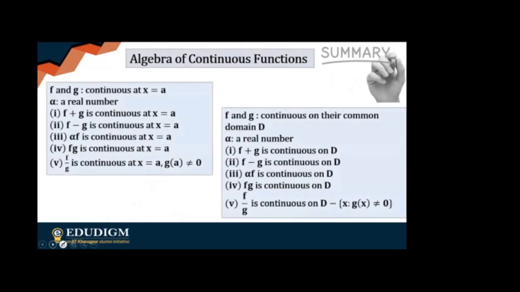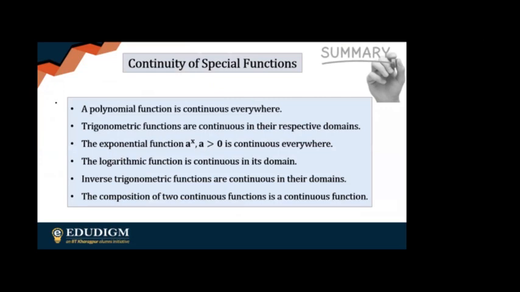Algebra of continuous functions. First of all, we have taken this for points and then extended it for domains. Very simple. The sum, difference, product, scalar multiple, quotient, all of them are continuous. But just for the quotient, be sure that you're not getting the denominator as 0. Some special functions which are continuous: polynomial, trigonometric, exponential, logarithmic, inverse functions, etc. And also the composition of two functions is continuous.